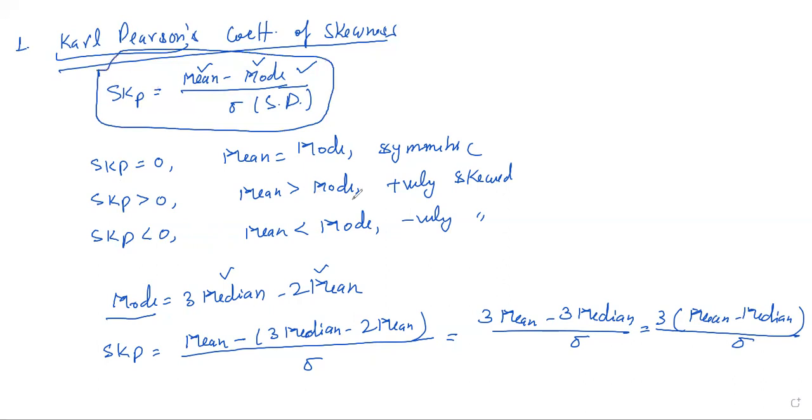So there are two different formulas for Karl Pearson's coefficient of skewness. One is based on mean and mode, and another is based on mean and median. The second is called Bowley's coefficient of skewness, and it is based on quartiles.